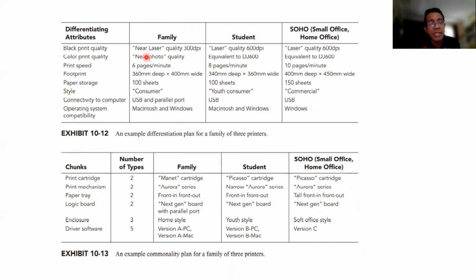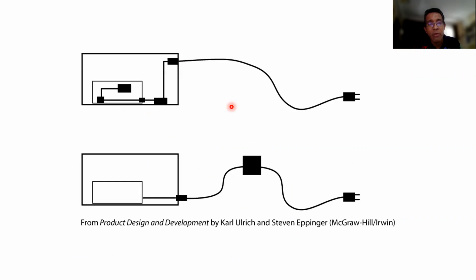For example, in this design, Hewlett Packard did it so that even for family, student and office, they can share across different types of printers using the same power cord. So that is how product design and development grows, using architecture studies, to make improvements based on that.